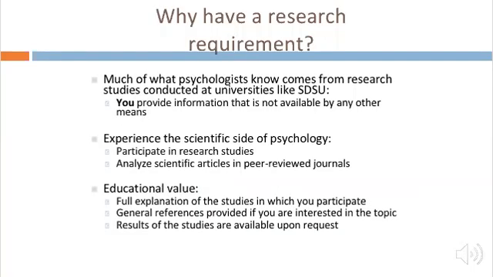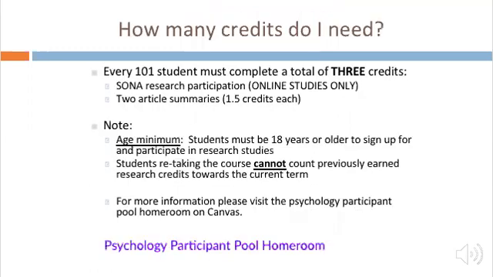You may be asking, why do we have a research requirement? Keep in mind that much of the information we receive through scientific studies actually comes from students like you that participate in studies like these. Participation also allows you to see how the scientific process takes place and allows you to learn about how researchers design their studies. You're also able to get familiar with peer-reviewed journal articles. If you would like the results of the research studies, they are always available upon request by contacting the researcher.